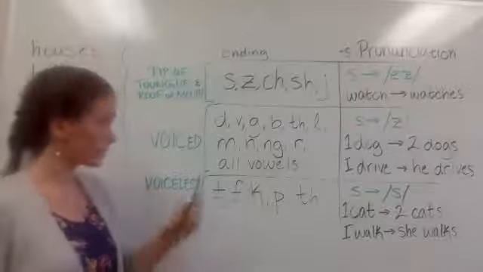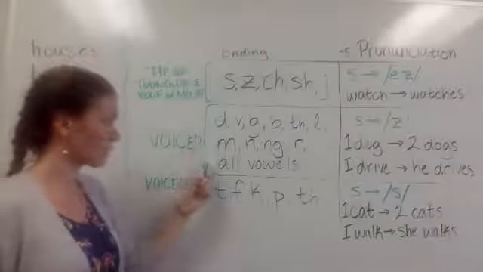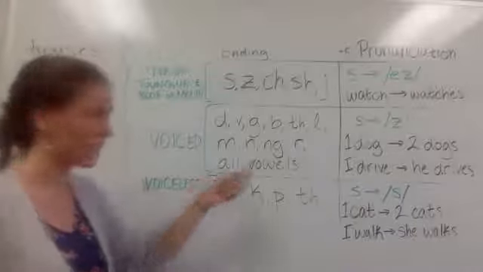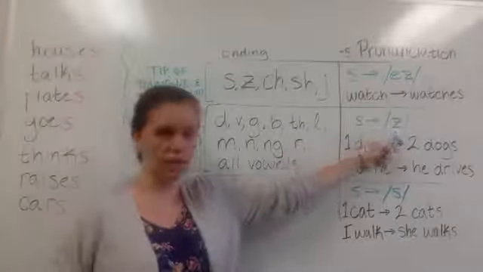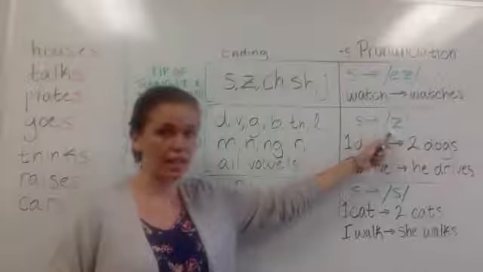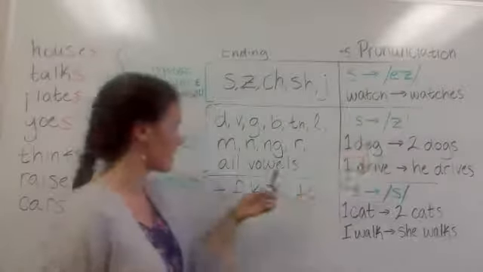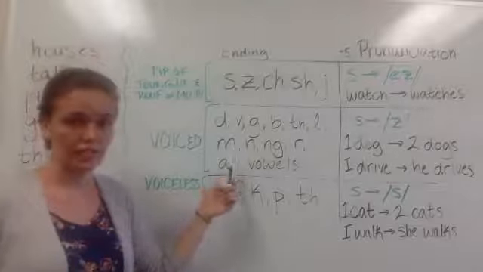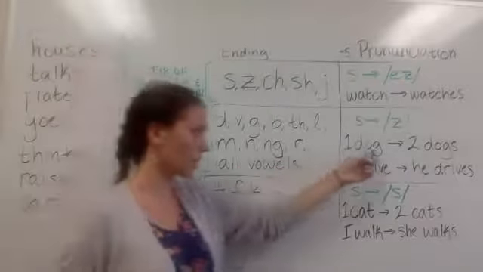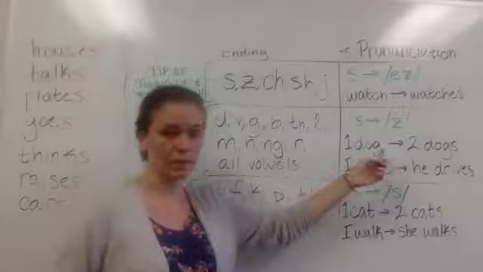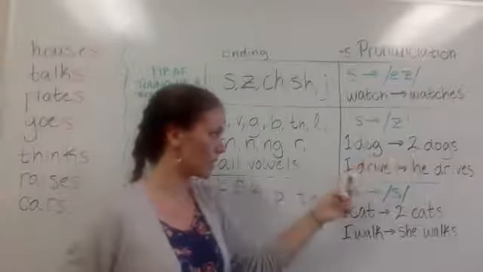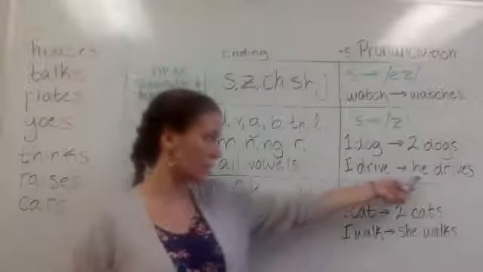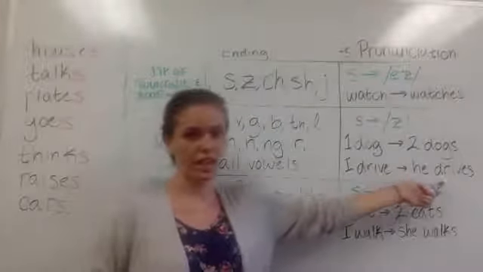So when a word ends in a voiced sound, then the S ending will be pronounced as Z. It will also be voiced. The S ending becomes voiced. So any word that ends in one of these sounds will have the S ending pronounced as Z. So you can see one dog. When you add the S ending to make it plural, it becomes 2 dogs. I drive, if you add the S ending for third person singular, it's he drives.